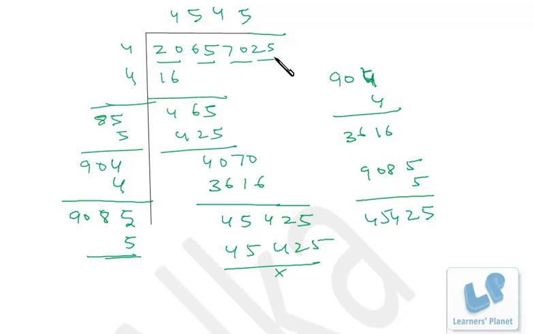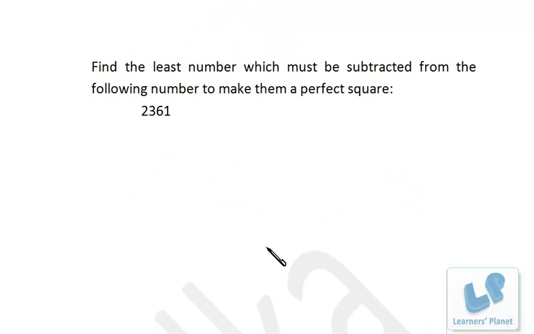Now let's take up the next pattern of the questions. Now let's see this question. Find the least number which must be subtracted from the following number to make it a perfect square. Now the first step is you start finding out the square root of this number.